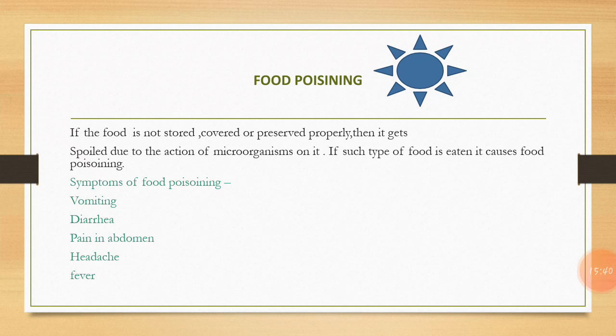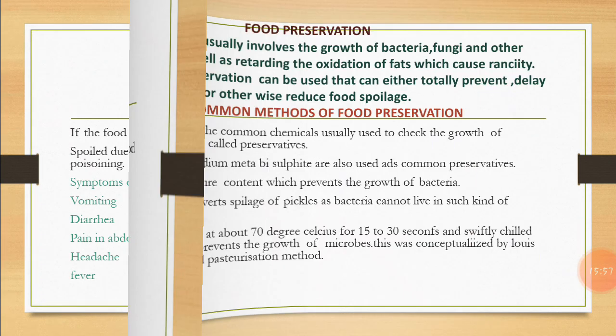So what are the symptoms of food poisoning? There are different symptoms of food poisoning, in which the first is vomiting, second is diarrhea, third is pain in the abdomen, fourth is headache, and fifth one is what? Fever. So these are the symptoms of food poisoning.